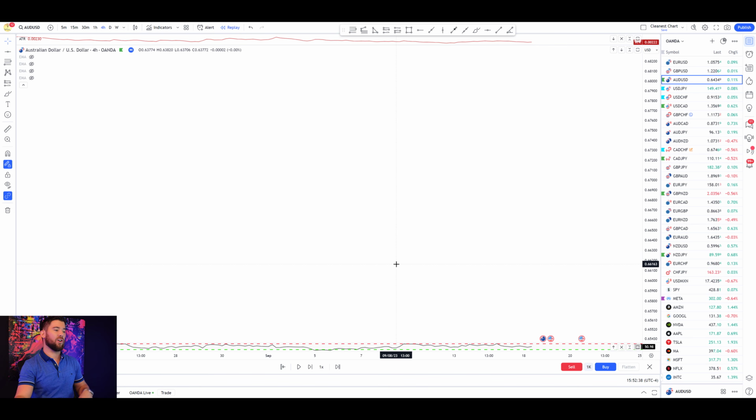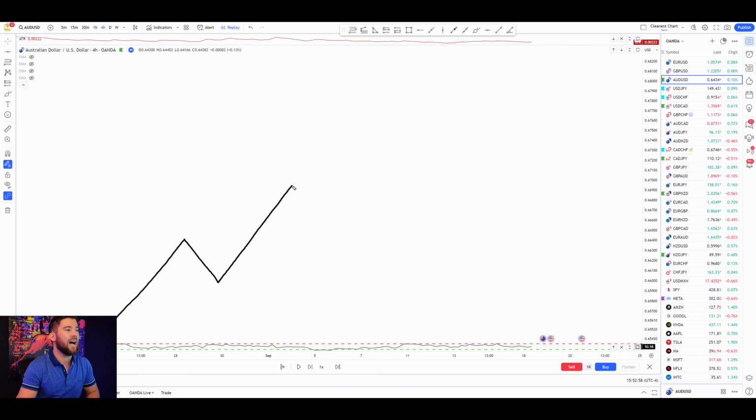Let's go ahead and take a look though at what we're looking for in terms of price. When we're looking at a trending market, which is what we're going to utilize in order to take advantage of this setup, we're going to be looking for higher highs and higher lows, followed by another higher high. This is really all I'm looking for.